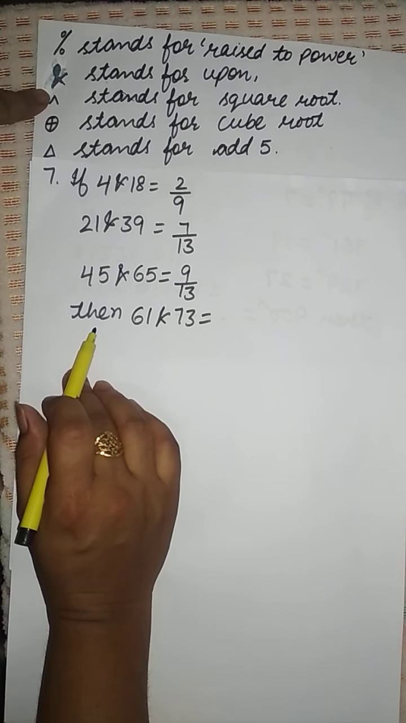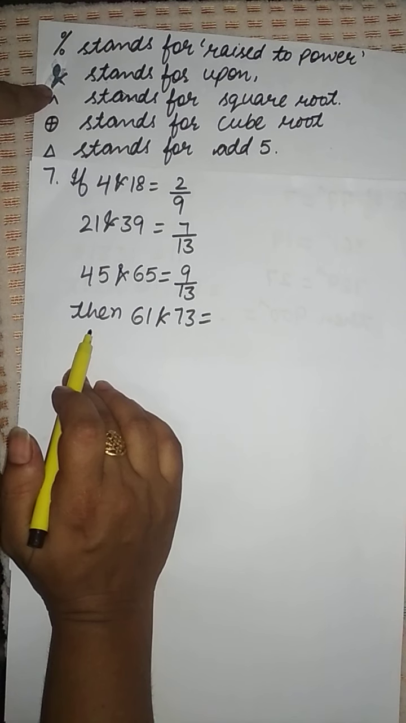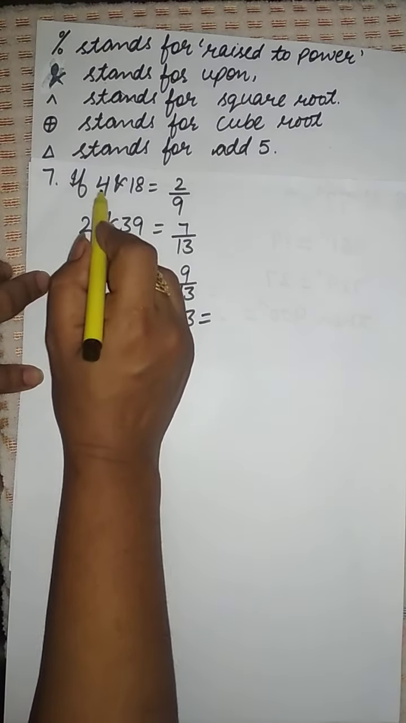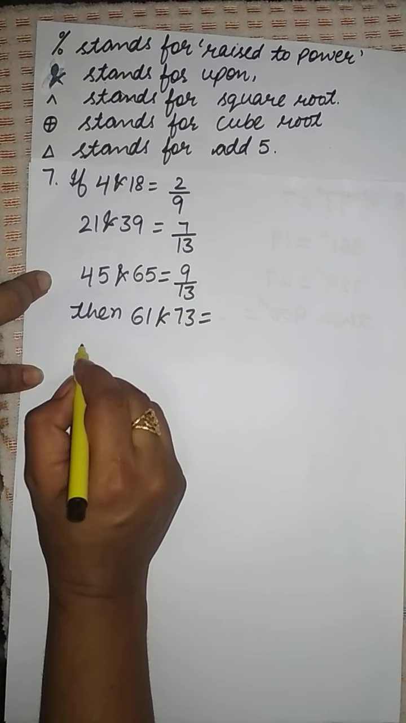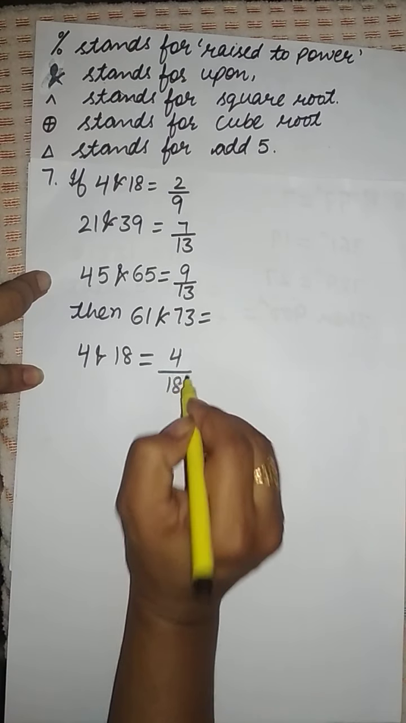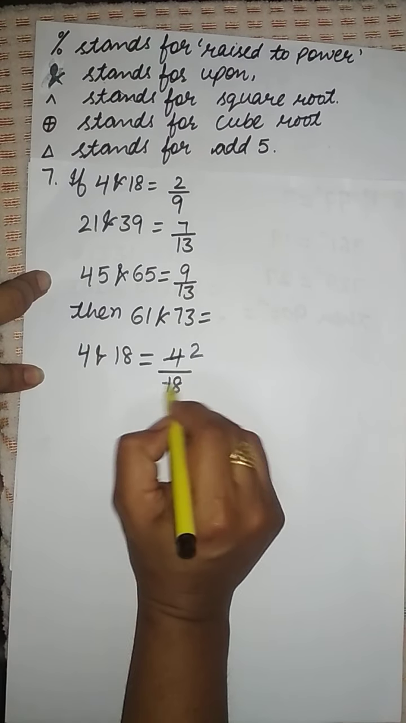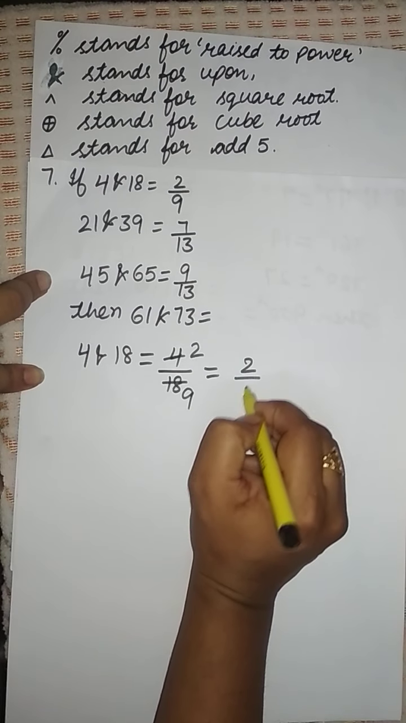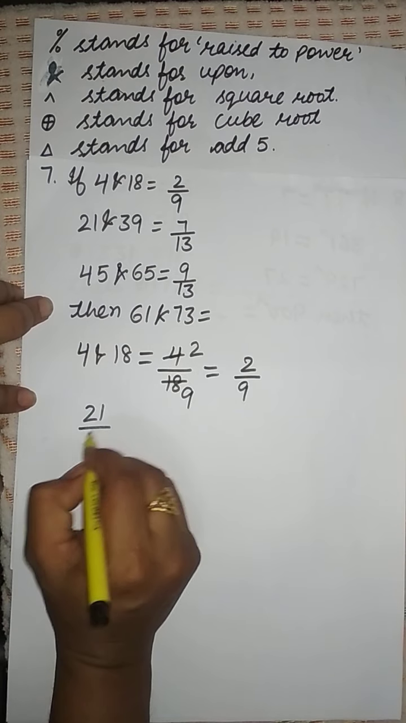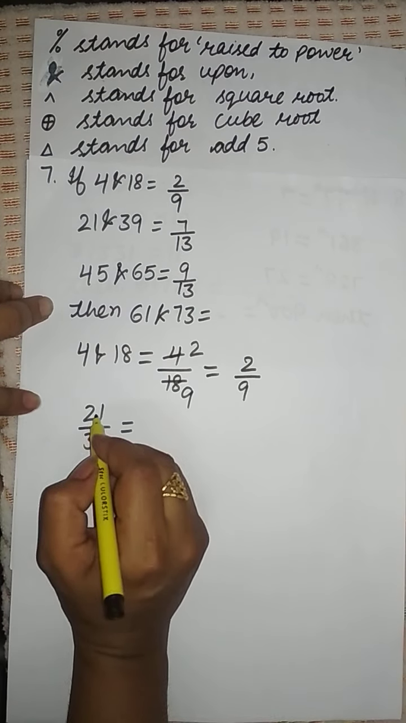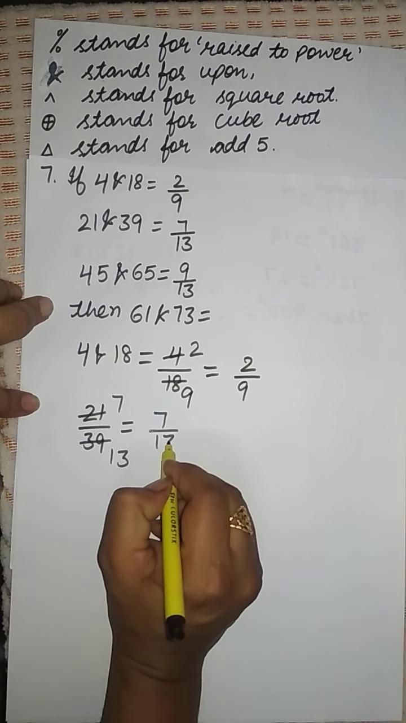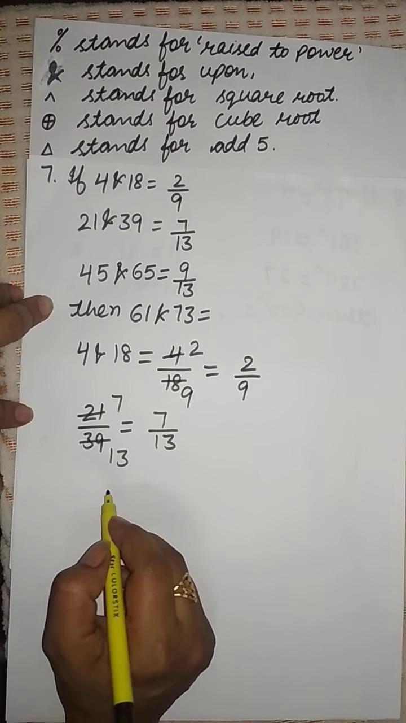Now students, from the given symbols we know that this symbol "and" stands for upon. Meaning, if I have here 4 and 18, it represents 4 by 18, and you can solve this. 2 2s are 4, 9 2s are 18. We got the answer 2 by 9. In the same manner, 21 by 39 is equal to 7 3s are 21, 13 3s are 39. So that is why it is equal to 7 by 13.